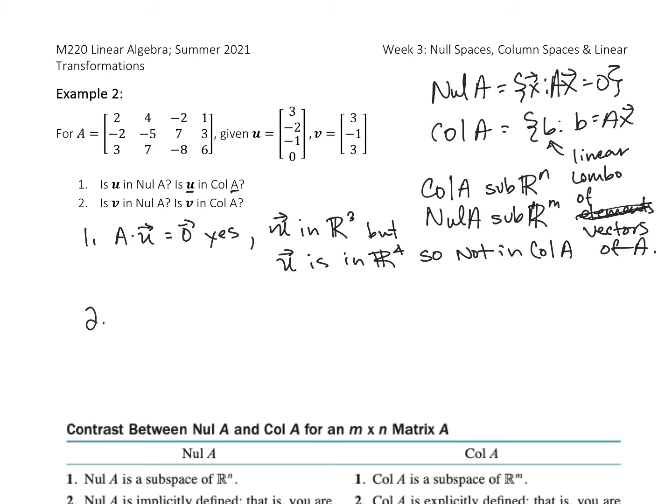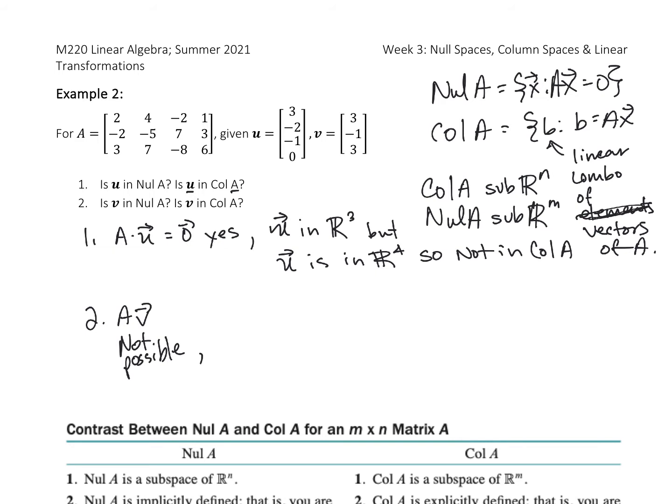Same thing with V. Hopefully you can already tell that I can't even do A times V. That's not possible. So because it's not possible, it can't be true, so it's not in the null space. I can't even do that multiplication, so my sizes don't match up.